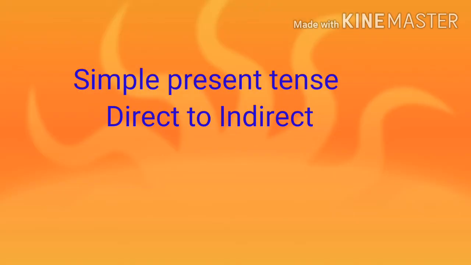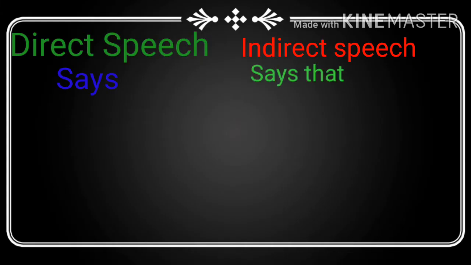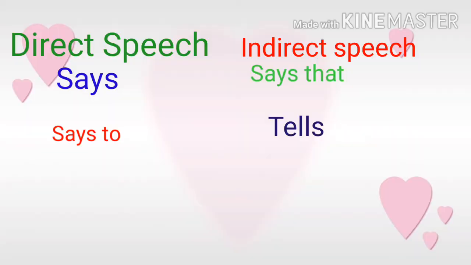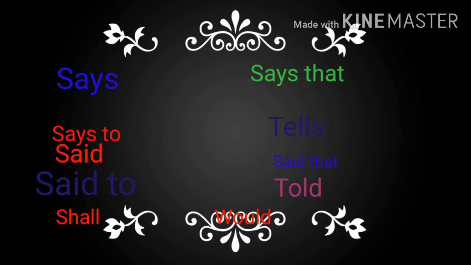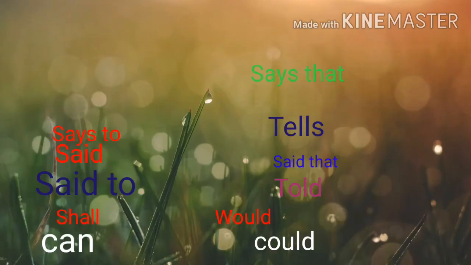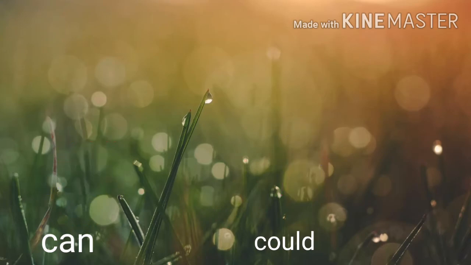Okay, don't get confused. In this lecture we are going to discuss only simple present tense conversion from direct to indirect speech. Before converting, you need to learn one table: what are the changes of the words in direct speech and indirect speech. Direct speech, the word says, in indirect speech will change to says that. Similarly, says to will change to tells. Said will change to said that. Said to will change to told. Shall will change to would. Can will change to could. These are the words you need to remember and memorize. Just write it down.